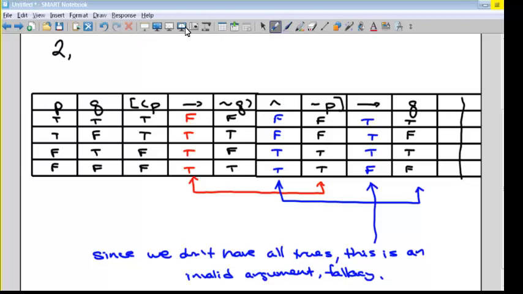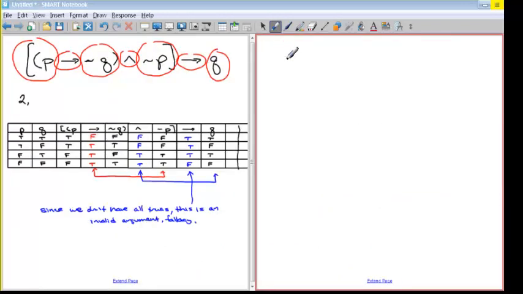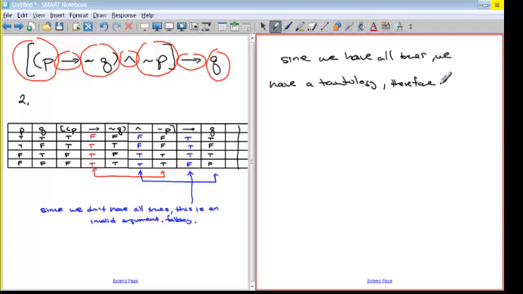just go ahead and write it out for you. So if I did that and I got all trues, what you would say is, since we have all trues, we have a tautology, therefore this is a valid argument. Okay, so it's either one or the other.